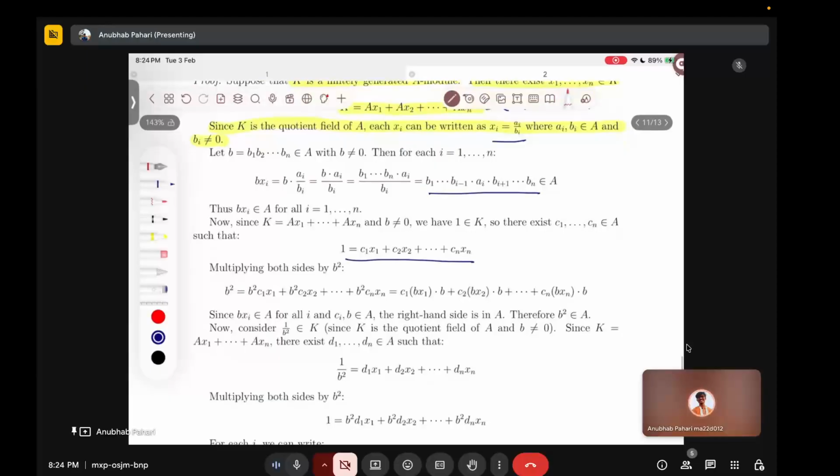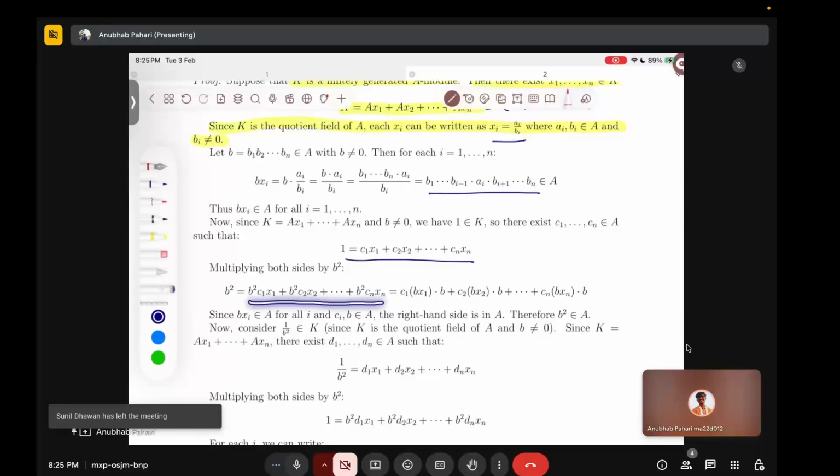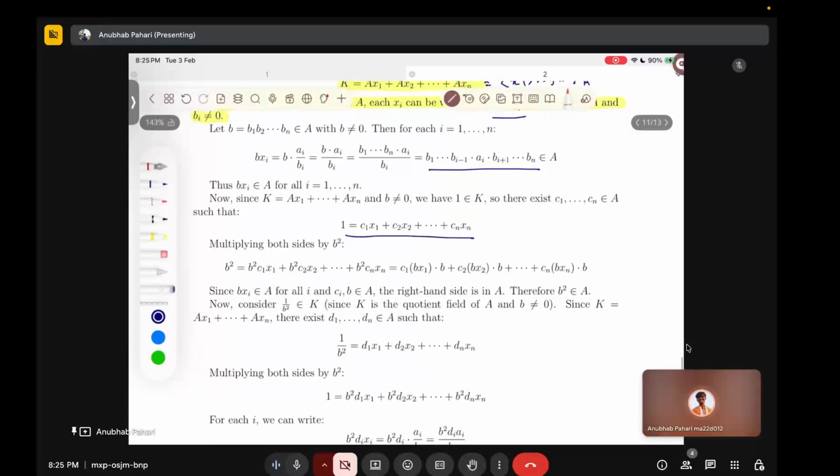Now multiplying both sides by b square, you will see that b square equals this, at least up to this. Then what is happening is that you are putting 1 by b inside and 1 by b outside, and this is happening throughout the summand. Now since bxi belongs to A for all i, and ci and b belong to A, the right hand side is in A, therefore b square belongs to A, right?